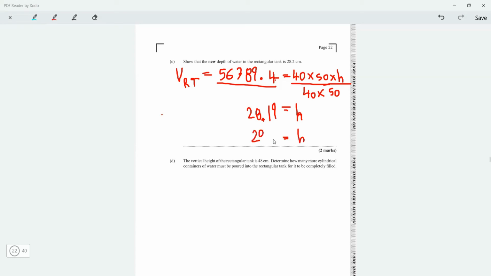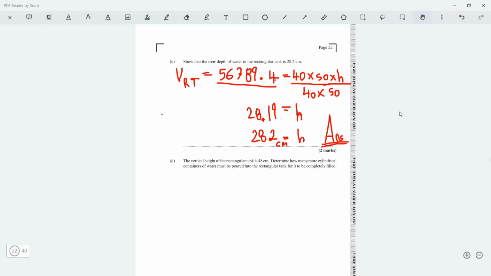All right, that's not bad. So h is 28.2. Of course, don't forget to write centimeter. Don't do like me, I just couldn't be bothered to write centimeter here. But please write it, so you're done.